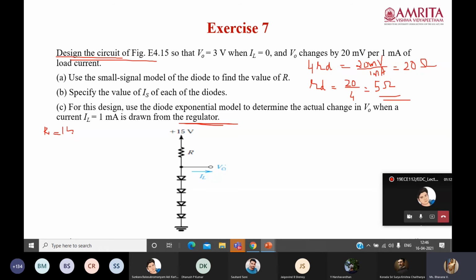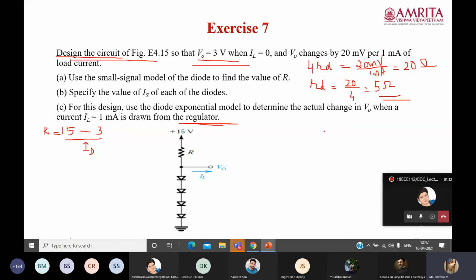Supply voltage we know, 15, minus the drop across the diodes. What is the drop across the diodes? Given in the question, 3 volts. So it is equal to 15 minus 3 divided by the current. What is the current? That current is unknown; we need to find it out. The 1 milliampere is for the load current.